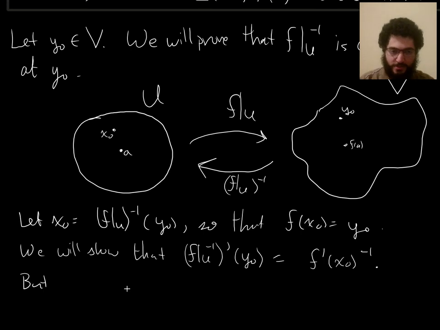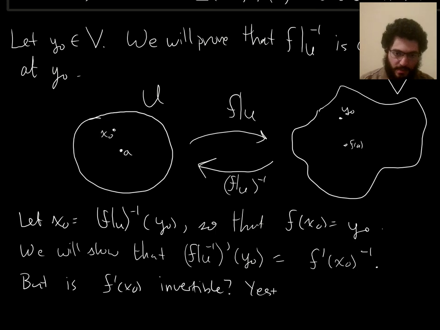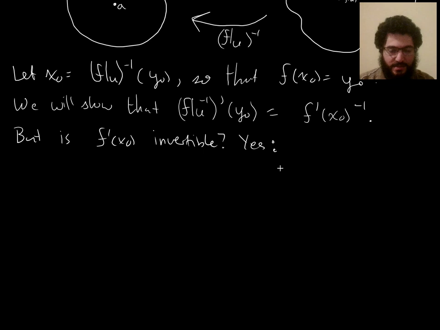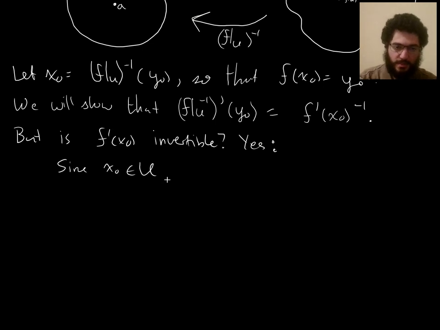So here's the question before we try to show this: is this linear map invertible? And the answer is yes, which I'm about to prove. Let's write in a full explanation. Yes. Why? Okay, so why is f prime x not invertible? So we know, since x naught is in U, by the very choice of U from the very beginning of the proof, f prime of x naught is within 1/2 of the identity.